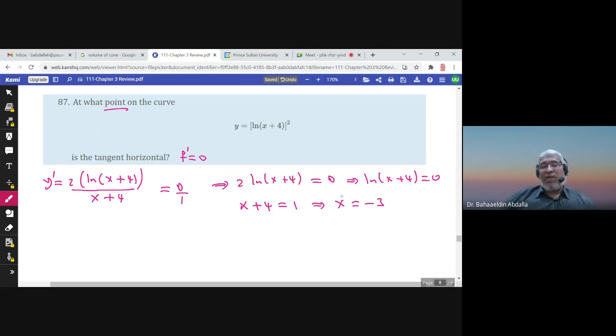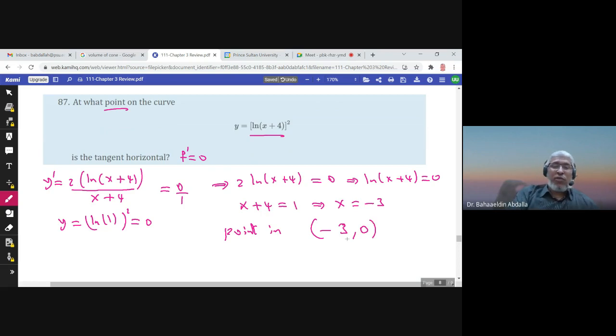And if x is negative 3, I need the point. So how to find y? So I have y, so I'll replace x by negative 3. So y would be ln(negative 3 plus 4), which is ln 1, which is 0, so 0 squared is 0. So the point is negative 3 and 0.